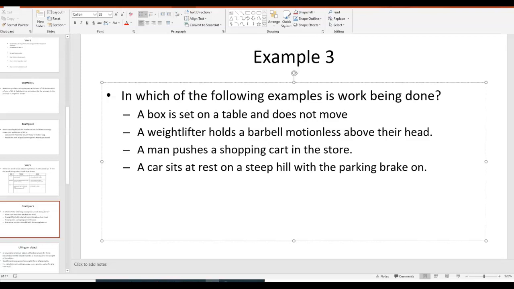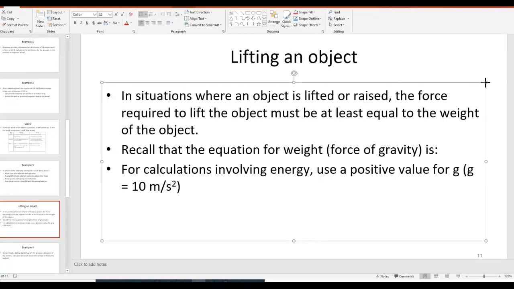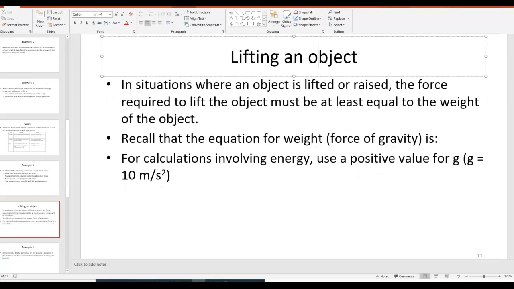So, moving on. One more thing you need to know. You sometimes see problems where you need to lift an object up. Here's something really important: in order to lift an object, the force required to lift the object must equal the weight of the object. Now remember, when we talk about weight, we're talking about force of gravity.